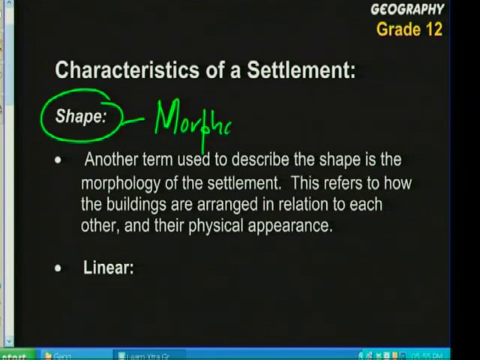Let's now look closely at the next factor, shape. Another word for shape that you should know is the morphology of a settlement. Morphology deals with the shape of a settlement. This refers to how the buildings are arranged in relation to each other and their physical appearance. Note the following: relationship, situation, and physical appearance, site. These two factors influence the shape.